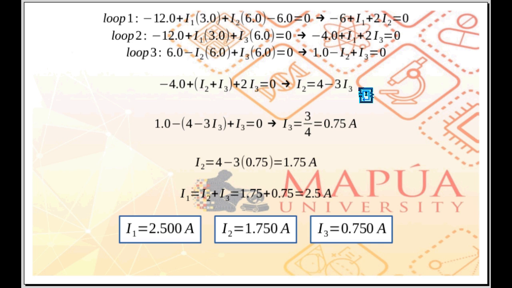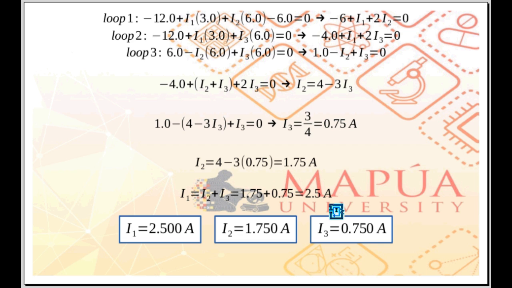Knowing I3, we are now able to calculate I2. I2 is equal to 4 minus 3I3. So replacing I3 by 0.75, we are able to determine I2. I2 is equal to 1.75 amperes. And knowing I3, knowing I2, using the junction rule equation, I1 is equal to I2 plus I3. Knowing I2, knowing I3, we are able to determine I1. I1 is equal to 2.5 amperes.